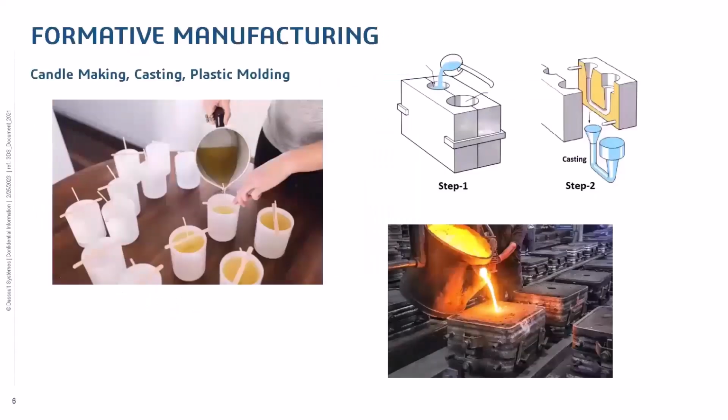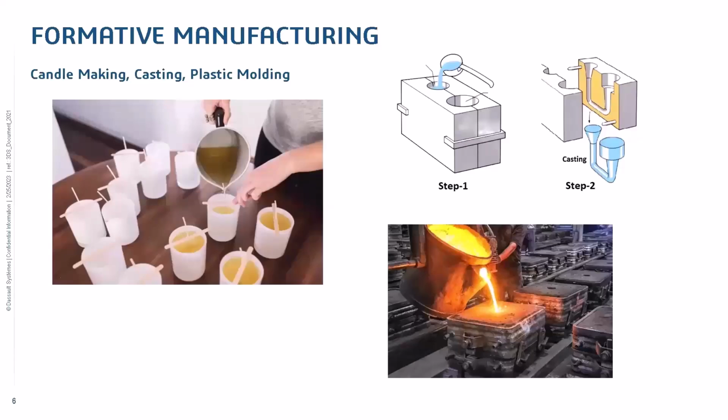Next one is formative manufacturing. Formative manufacturing means you have the material in the molten state. It is poured into some mold, and then it is allowed to cool down. That is how formative manufacturing processes work. The very basic example is candle making. In candle making, there is wax, which is the material. It is in the molten form. Then it is poured into the vessel. It is allowed to cool down, and finally, we get the candle.